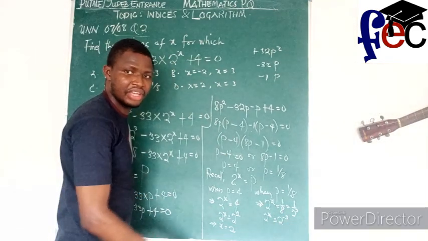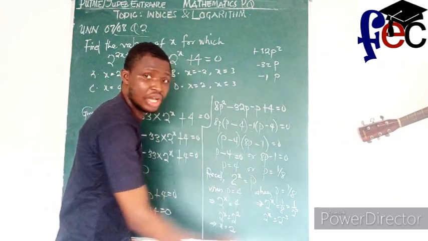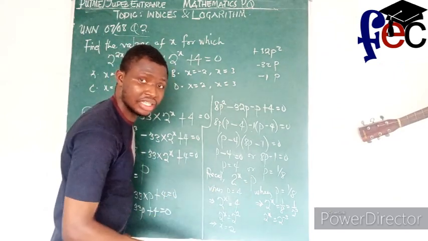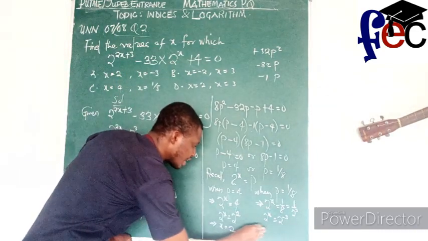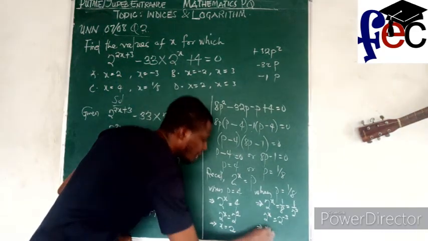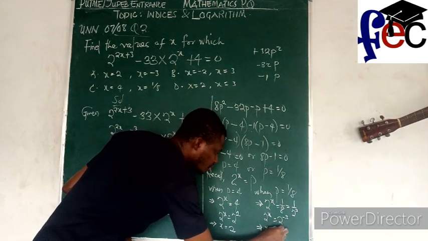So what do you observe here again? 2 cancel 2? No, 2 is not cancelling any 2. The 2 bases are the same. So what can I infer? I can infer that the powers will be the same. x will be equal to minus 3.